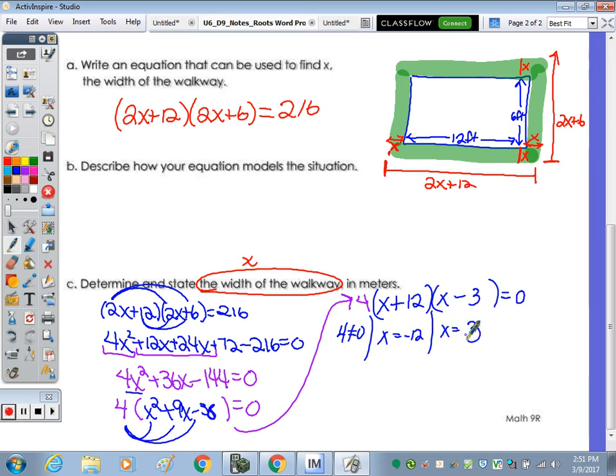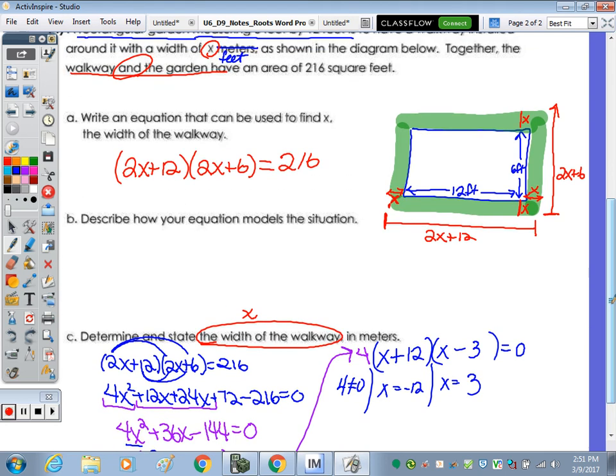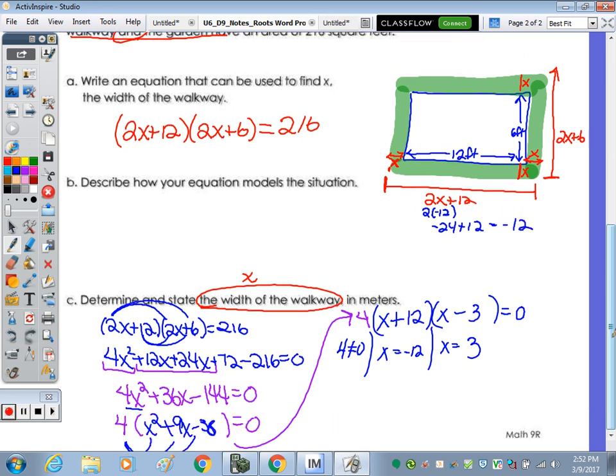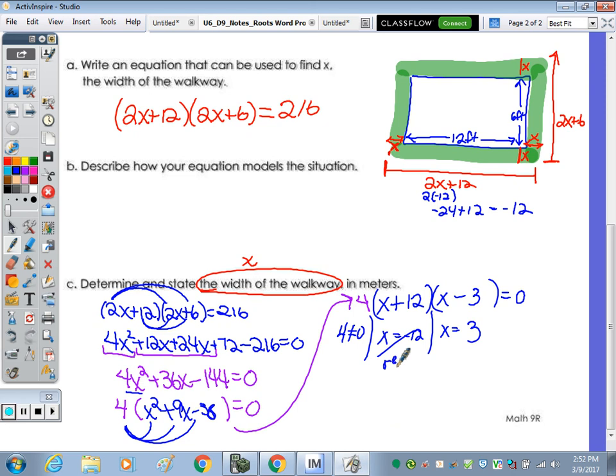Is there any answer that doesn't make sense here? The negative 12. Yeah, if you just plug it in here, 2 times the negative 12 gives you a negative 24, plus 12 gives you a negative length. We don't want that. So we have to reject the negative. And then if x is 3, determine and state the width of the walkway. In feet, our answer is 3 feet.